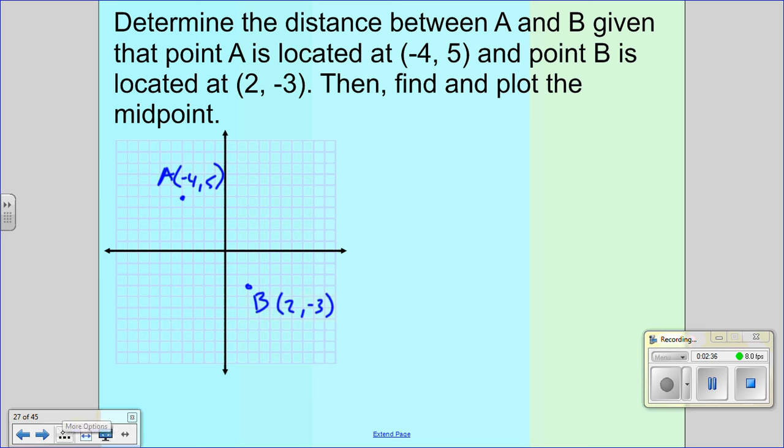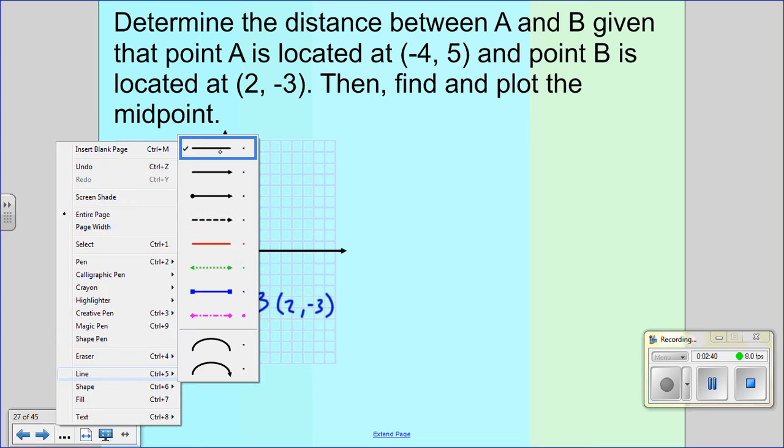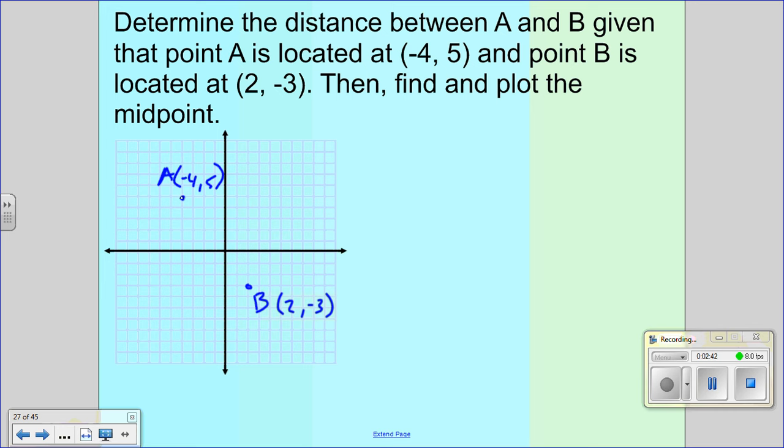So we're looking for the distance from point to point, and it might help you to draw that line so you get that visual. It's not as simple as simply counting anymore. We've got to use the distance formula.